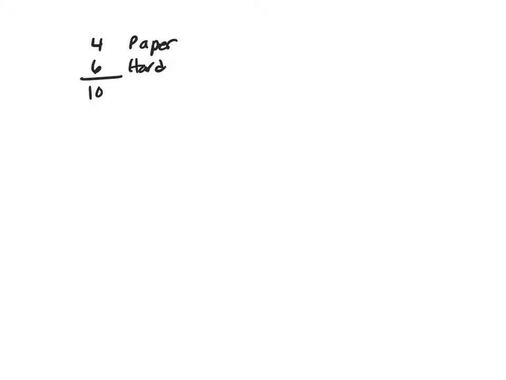We're trying to figure out how many possible selections of 5 books contain at least one paperback and at least one hardback. So this is a combination problem. It's not a permutation. So let's do the formula first.